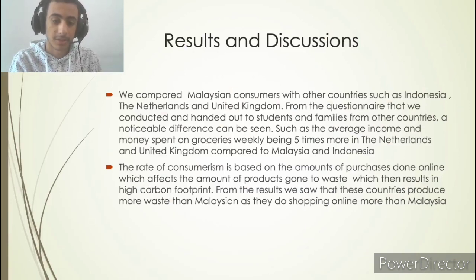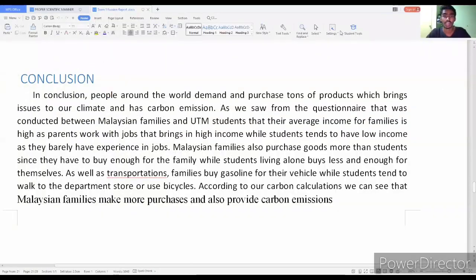We compared Malaysian consumers with other countries such as Indonesia, the Netherlands, and the United Kingdom. From the questionnaire that we conducted and handed out to students and families from other countries, a noticeable difference can be seen, such as the average income and money spent on groceries weekly being 5 times more in the Netherlands and United Kingdom compared to Malaysia and Indonesia. The rate of consumerism is based on the amount of purchases done online, which affects the amount of products gone to waste, which then results in a high carbon footprint. From the results, we saw that these countries produce more waste than Malaysia, as they shop online more than Malaysia.